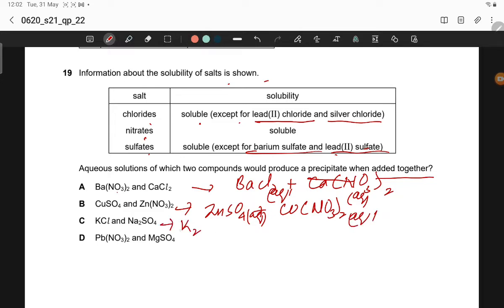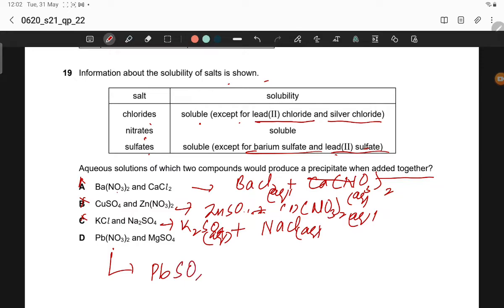Potassium sulfate and sodium chloride, both are aqueous, so it is also incorrect. Lead 2 nitrate gives lead sulfate PbSO4, which is solid, plus magnesium nitrate, so D must be correct.